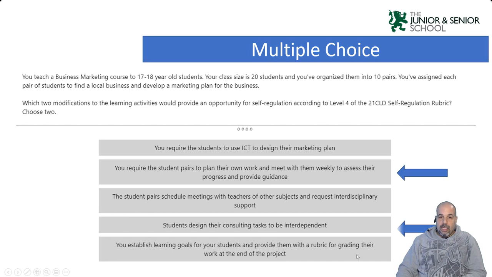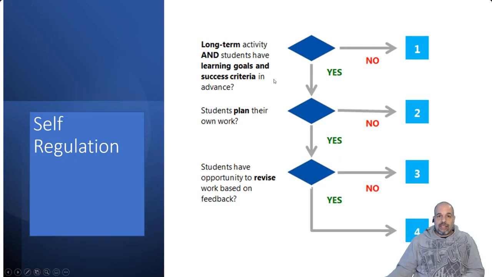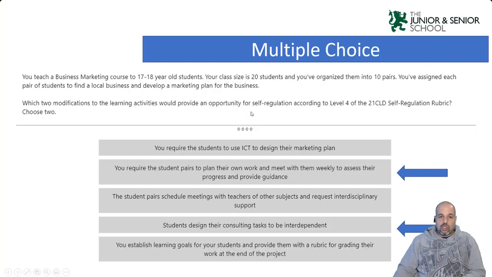So this one here, students design their consulting tasks to be independent. If we have a look at the rubric, it basically says for it to be self-regulation, level 2, it has to be a long-term activity. Well, there's nothing that's there. Students plan their own work. So if we look here, students design their consulting tasks. That's them planning their own work here. So that will be 1 mark. That will be the first one.